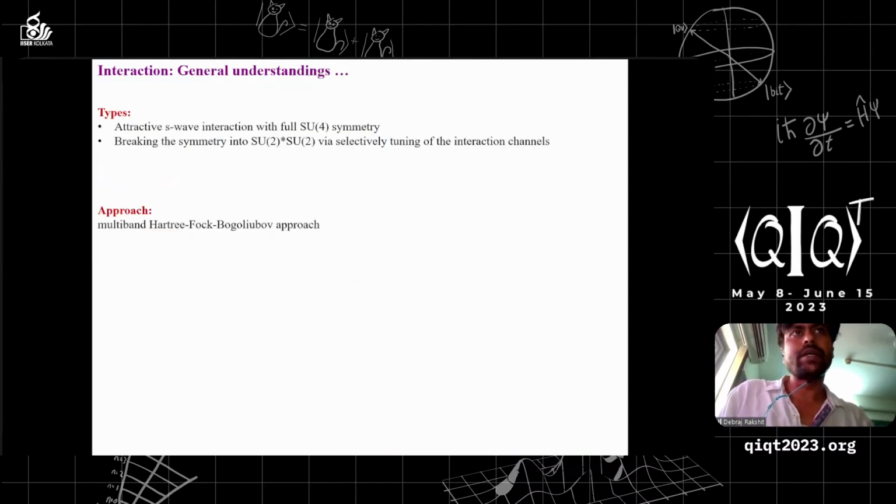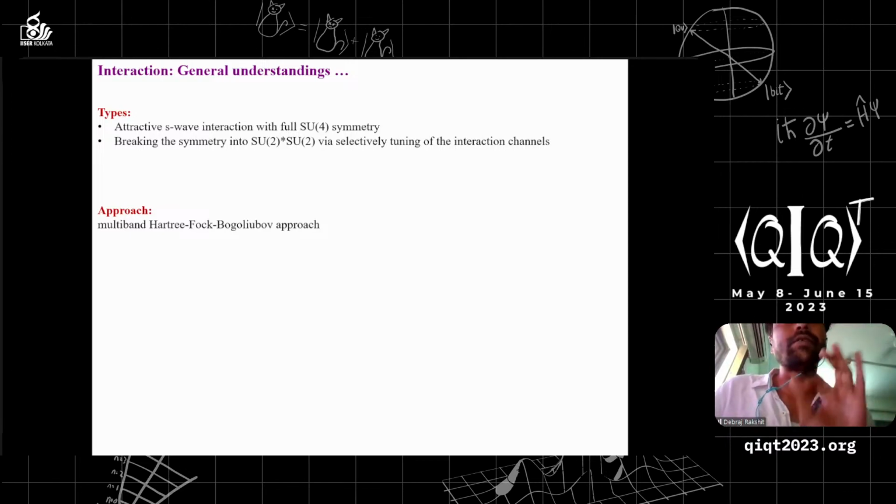So what happens is that we originally are dealing with these 4 levels. So there is this SU(4) symmetry. What SU(4) symmetry means is that if you don't break the symmetry by some other means, there is no collisional redistribution. What I mean is that by interaction there won't be any spin flip or something like that. Or you can explicitly break the symmetry by selective tuning of interaction channels.